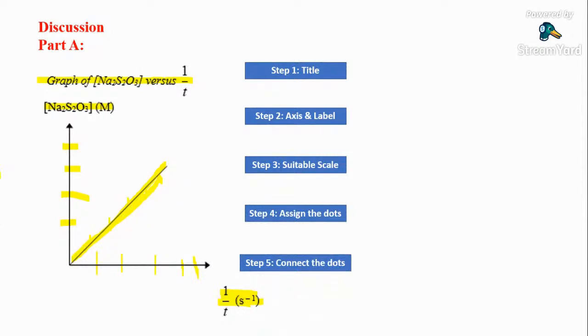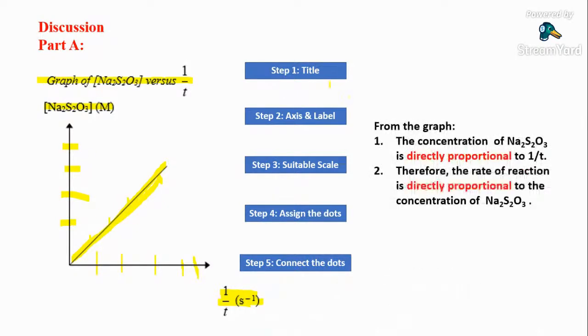So based on this graph, what can you conclude? From the graph, the concentration of sodium thiosulfate is directly proportional to 1 over t because it's a positive curve. Directly proportional. So this means that the rate of the reaction is directly proportional to the concentration of sodium thiosulfate. Here, Madam reminds again, you must use graph paper. You get this kind of graph. It's a positive linear graph.